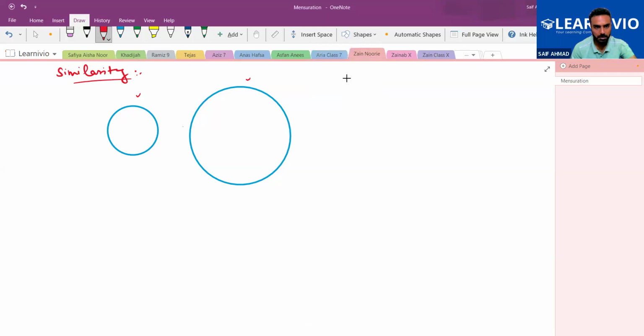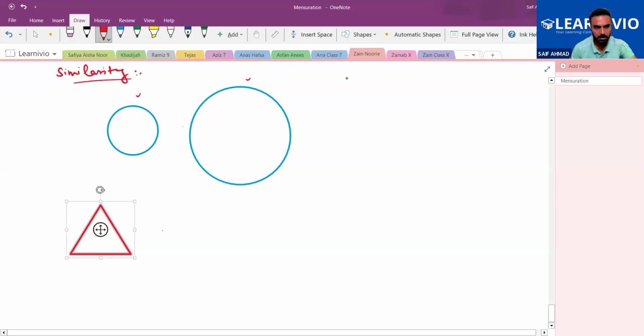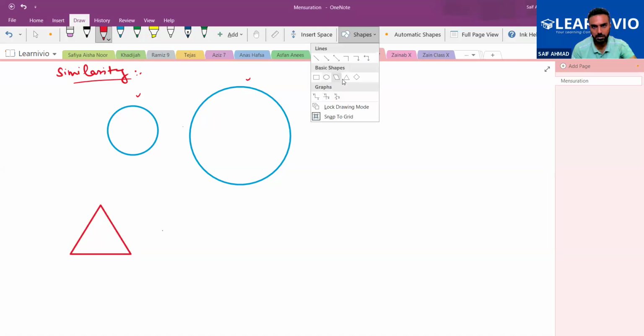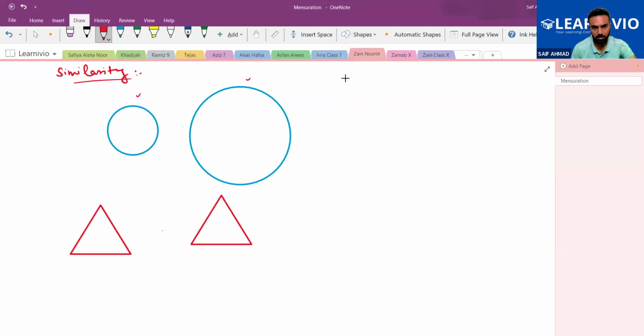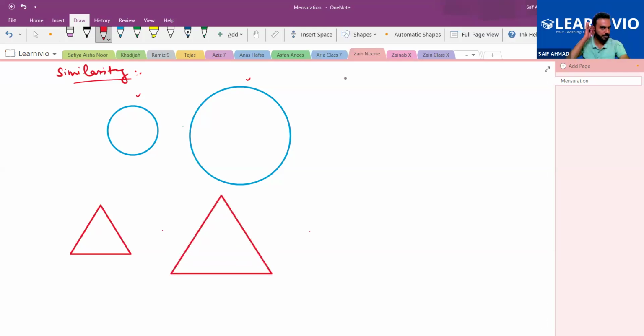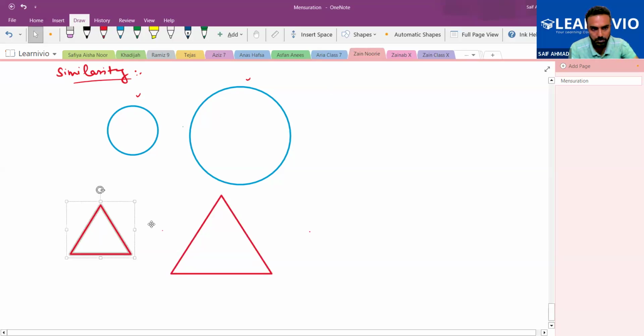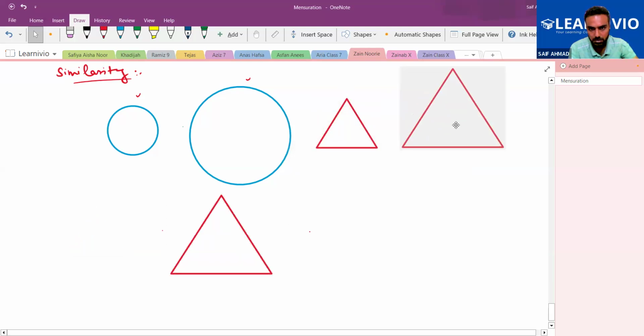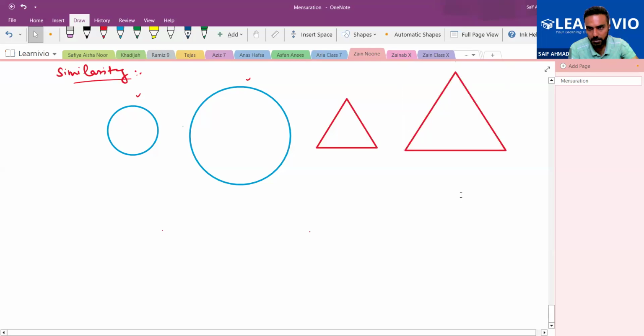For example, this is an equilateral triangle, and I'm making another equilateral triangle here. So are they similar or not? Tell me. Yes, they are similar. So we can say that equality of the sides is not compulsory. Then how can we say mathematically whether they are similar or not?